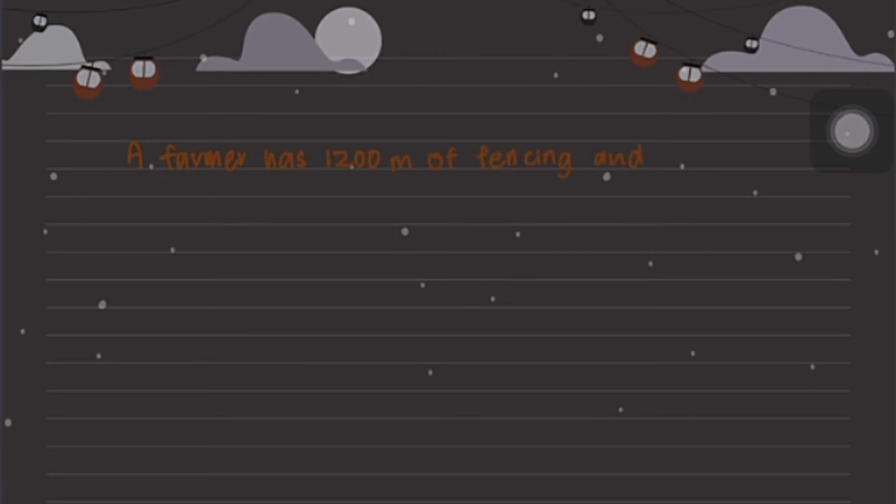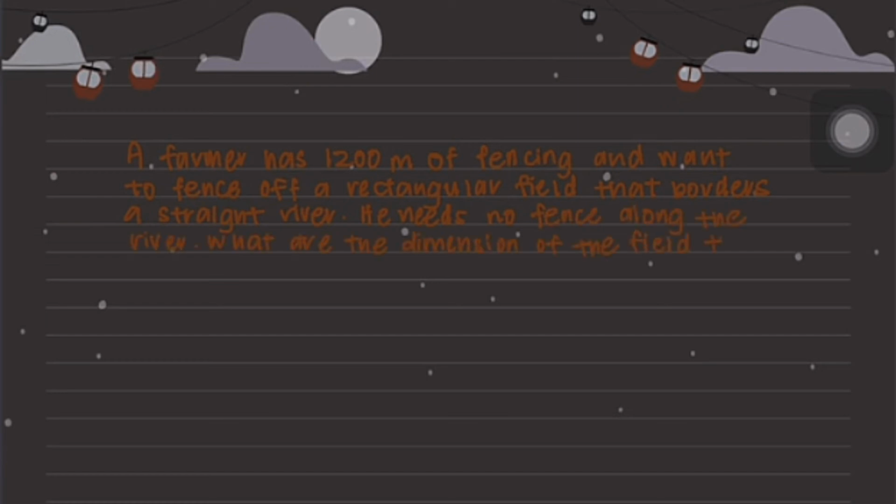Question: a farmer has 1,200 meters of fencing and wants to fence off a rectangular field that borders a straight river. He does not fence along the river. What are the dimensions of the field that has the largest area? Okay, means here, first you need to draw the rectangle. The farmer said that he need not fence along the river.